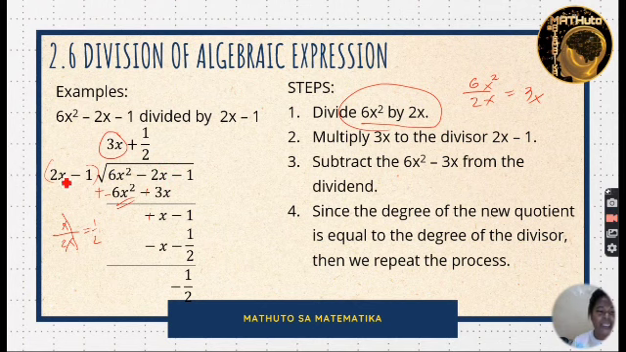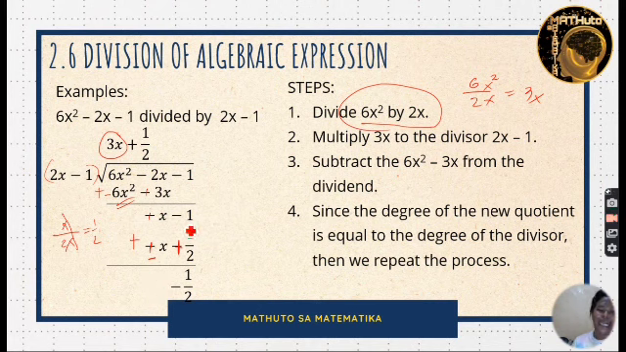Then, multiply ito the divisor. 1/2 times 2x is positive x po dapat ito. Then, 1/2 times negative 1 is negative 1/2. Then, change the sign, magiging minus po ito, and then magiging plus po. Then, addition po tayo. So, x plus negative x is 0.